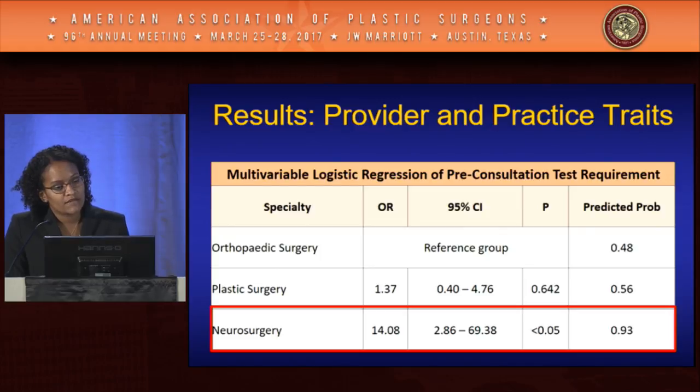And in our multivariable regression model, the neurosurgery specialty was the only specialty, compared to orthopedic surgeons as a reference standard, that had a higher predicted probability or odds of requesting a test, whereas plastic surgeons compared to orthopedic surgeons, although with slightly increased probability, was not significantly different.